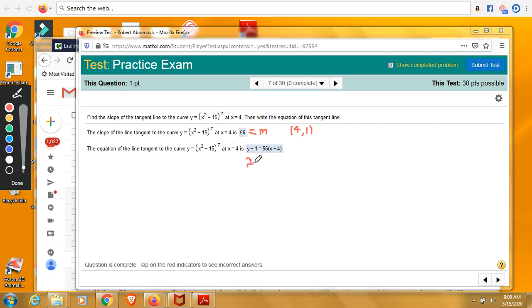So y minus 1 equals 56, the slope, times x minus 4. It is the point-slope formula. Now, if you want, of course, you could distribute this 56 to the x and to the 4 and add 1, and what you get would be the equivalent equation to y minus 1 equals the slope of 56 times x minus 4. Okay.